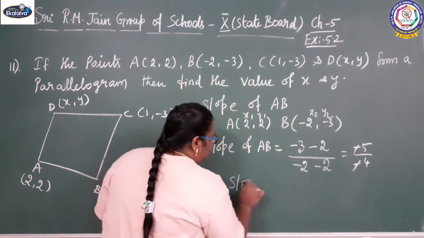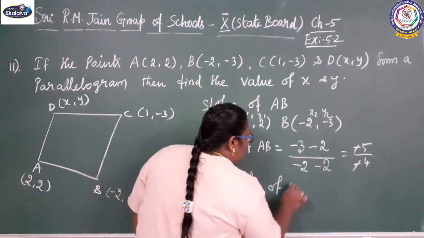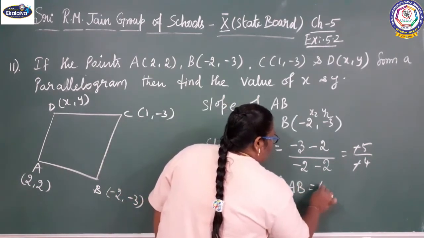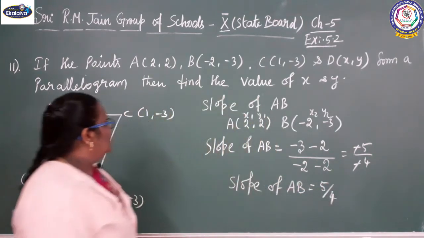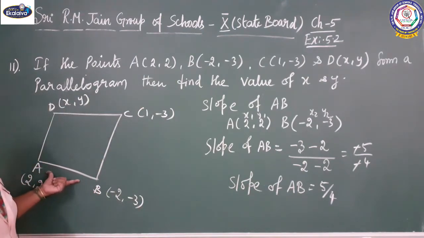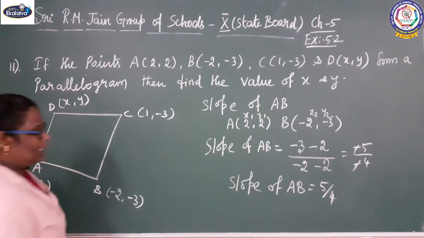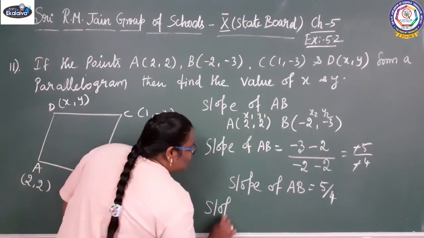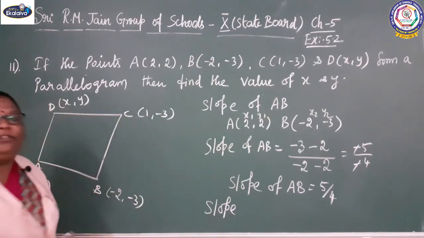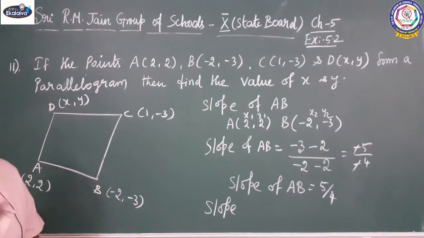So, slope of AB equal to 5 by 4. You should find out the value of what? Slope of CD, because opposite sides are parallel. If it is parallel, then the slopes are equal.